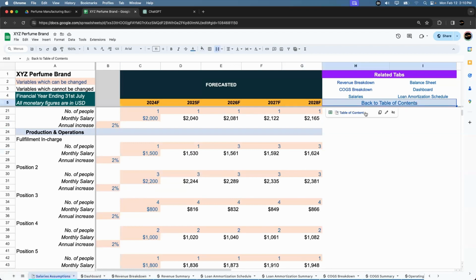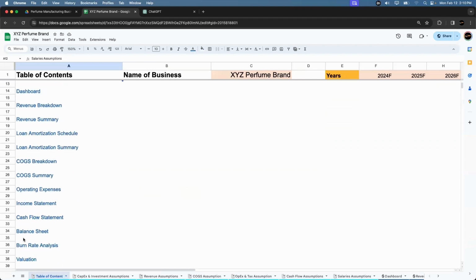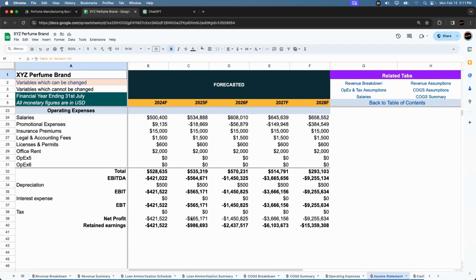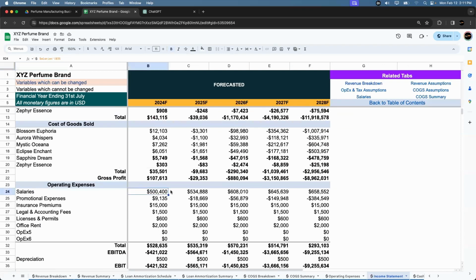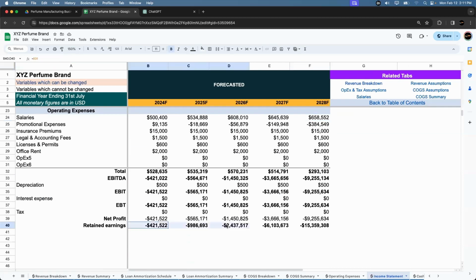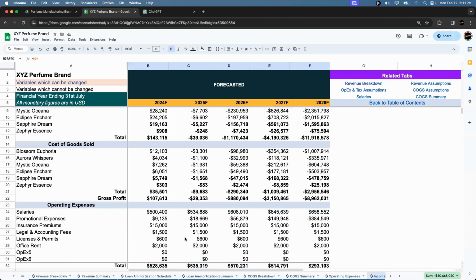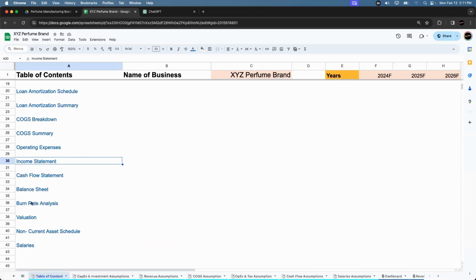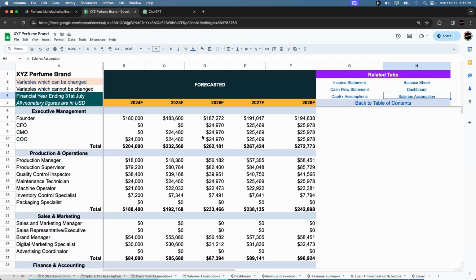So the way you can look at this is go to table of contents, go to income statement, and just look at the numbers in here. For example, as you can see, after putting so much money in salaries, your business is running into losses, into net loss, as it's negative. So we have to reduce our salaries expenditure. So this is how you can find out if you will be able to afford recruiting a person in your business or not.